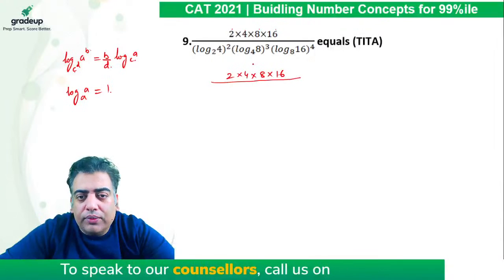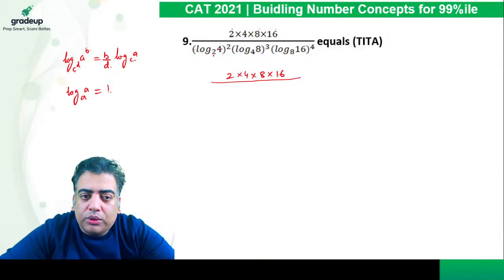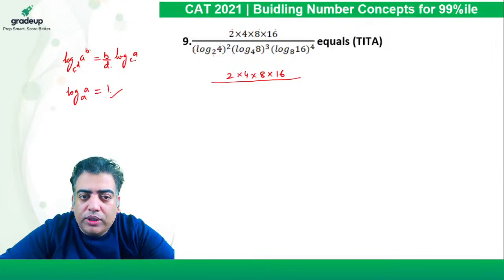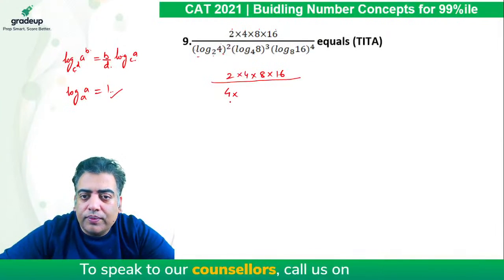Here the denominator will be, this 4 can be written as 2 square, right? So the 2 in the power comes outside, and log 2 to the base 2 will be 1. So I am using both the formulas simultaneously, so it results in only and only 2 square, which is 4.